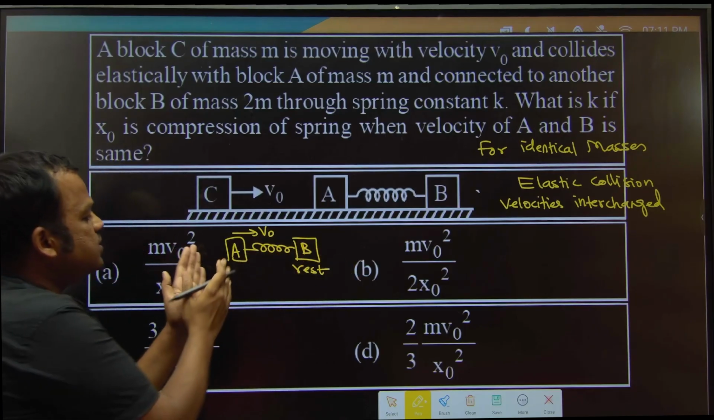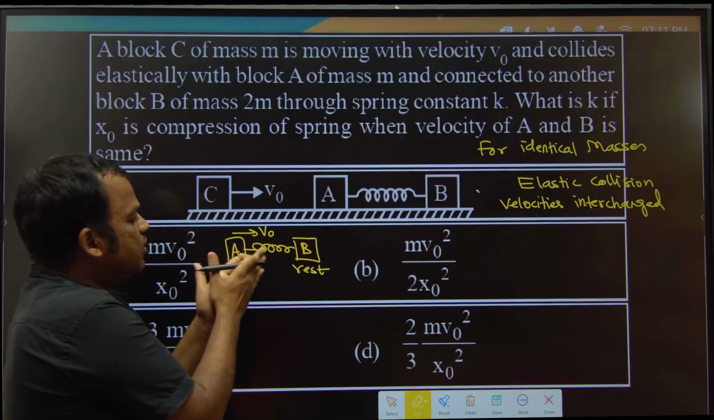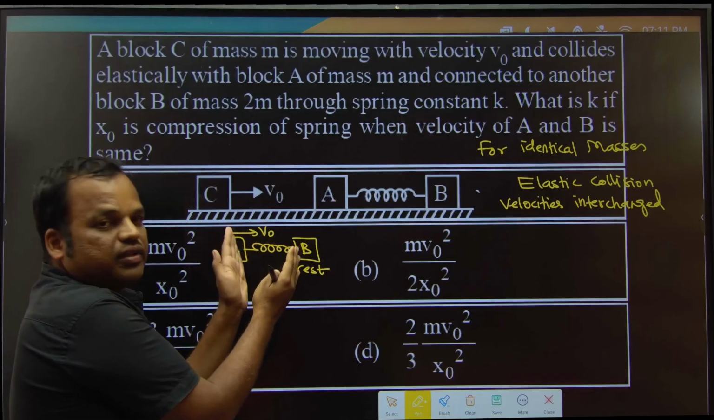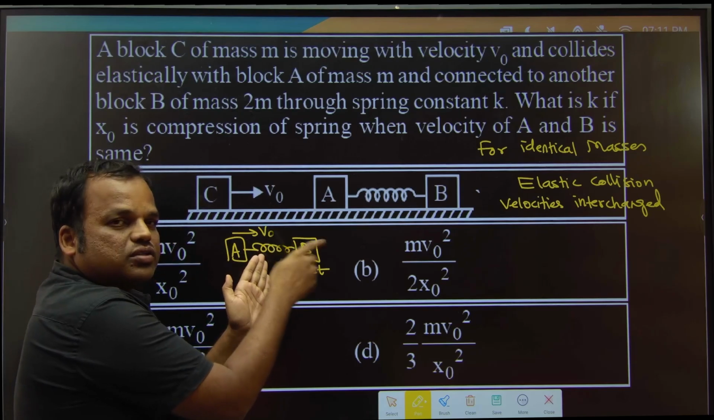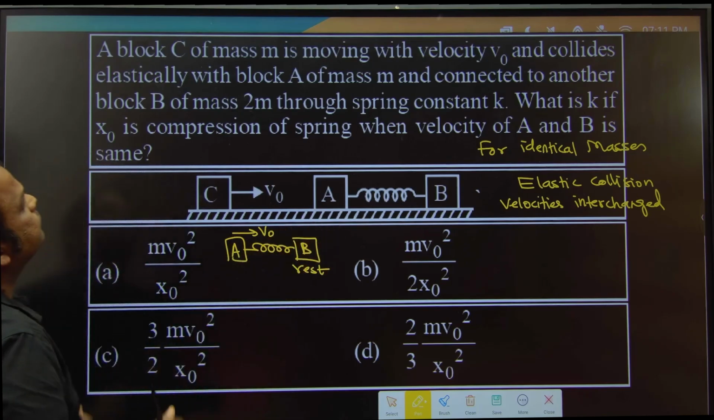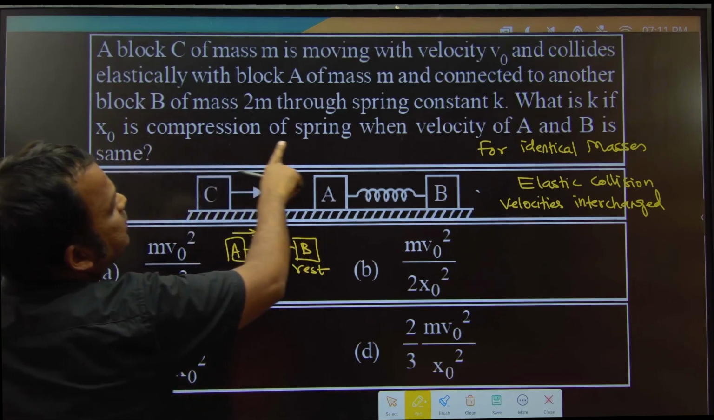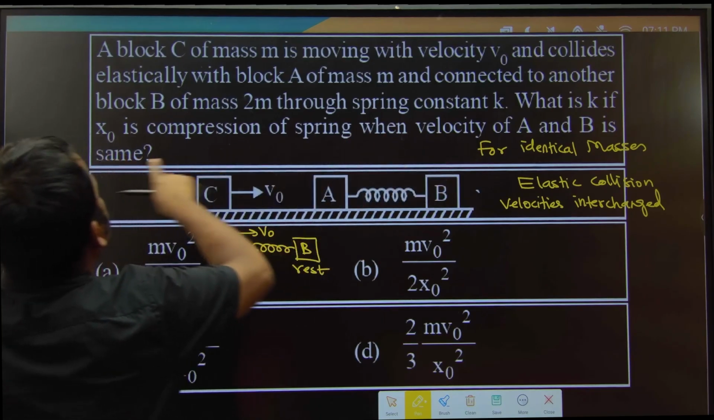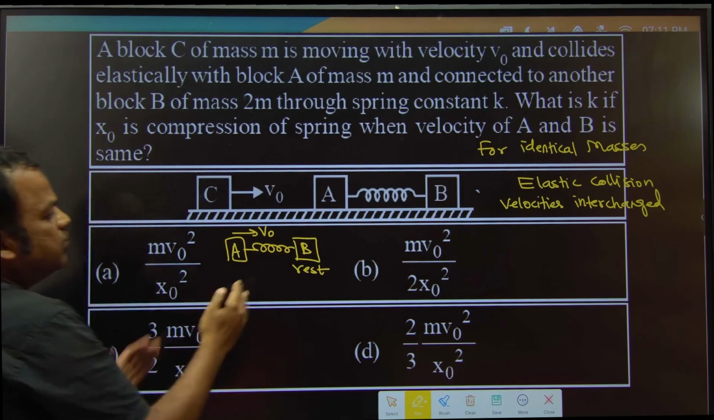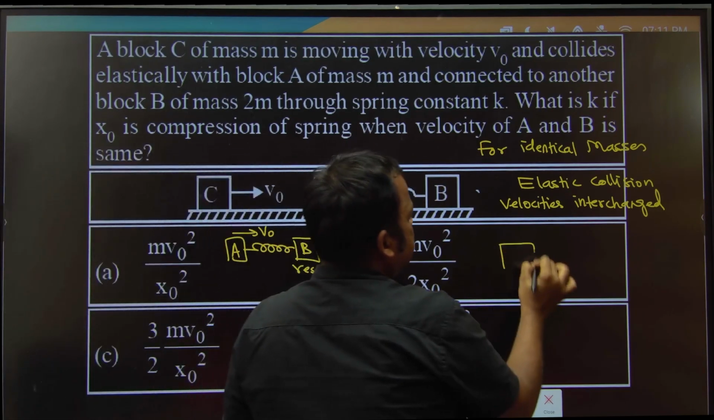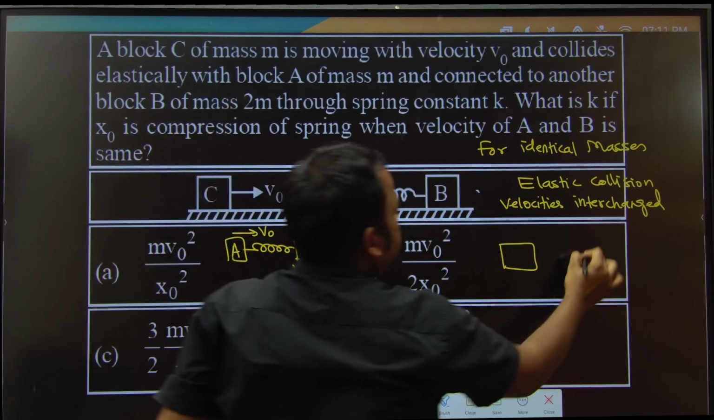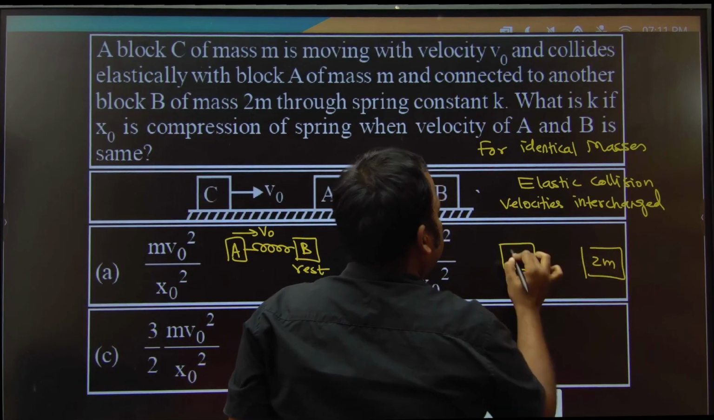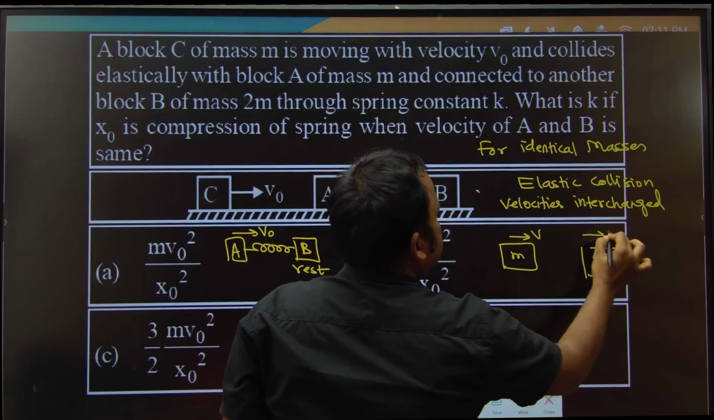But what happens? A will move to the right side. A has momentum, so the spring will get compressed. When the spring is compressed, it will push B also in the right direction. x0 is the compression when the velocity of A and B is the same. So after some time, both will have the same velocity. Block B is of mass 2m and A is m. Both have the same velocity v.